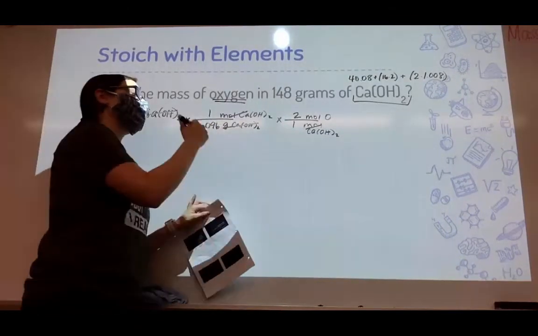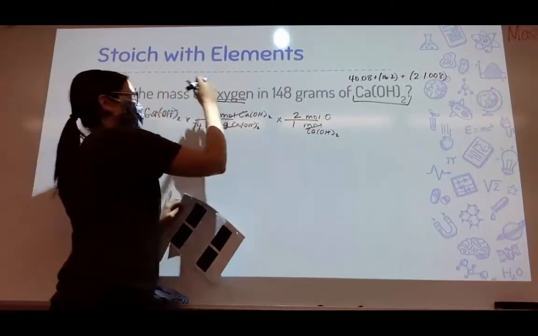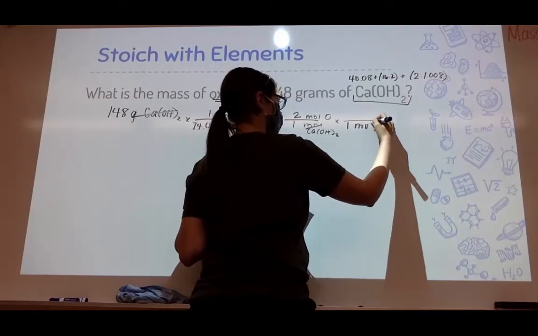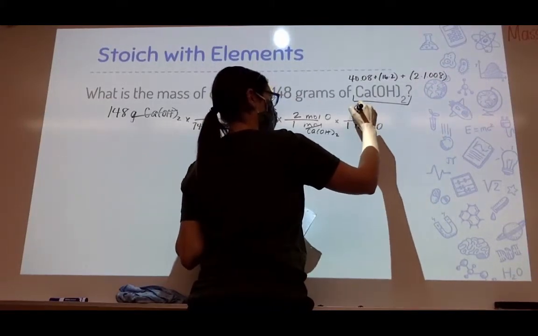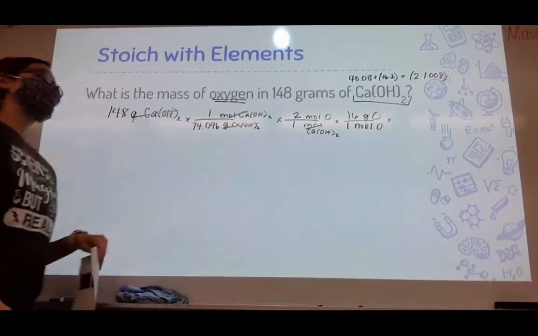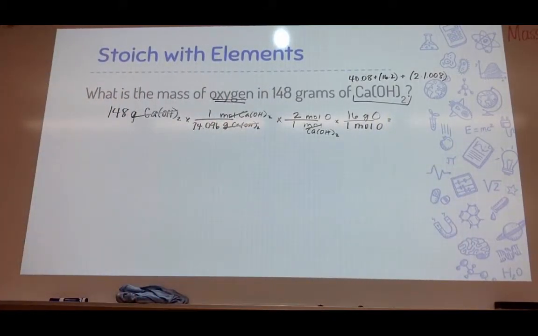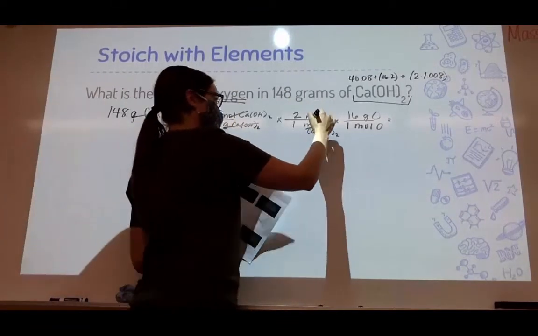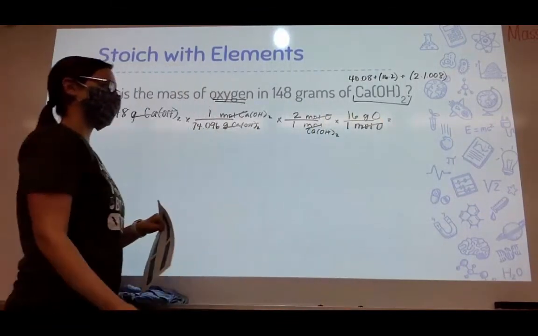Now the problem doesn't want moles of oxygen, it wants mass. So it wants grams. So for every 1 mole of oxygen, you have 16 grams. This is just oxygen, not oxygen gas. Oxygen gas would be O2. Just oxygen is just the element. So notice I've been crossing my units out as they cancel.